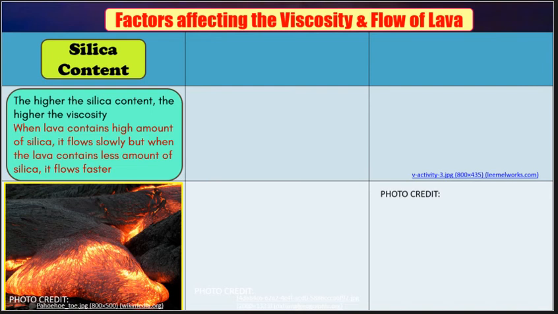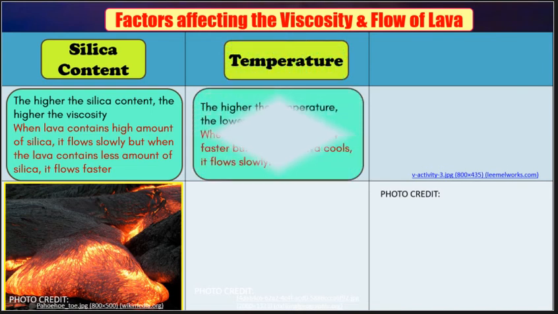Another factor that affects the viscosity is the temperature. The higher the temperature, the lower its viscosity and vice versa. The lower the temperature, the higher the viscosity. What does it mean? When lava is hot, it can flow faster, but when the lava cools, it flows slowly. When you say high temperature, hot. When we say low temperature, cold. So hot lava or high temperature lava will flow faster. But on the other hand, the cold lava or low temperature lava will flow slowly because the viscosity is now going up.